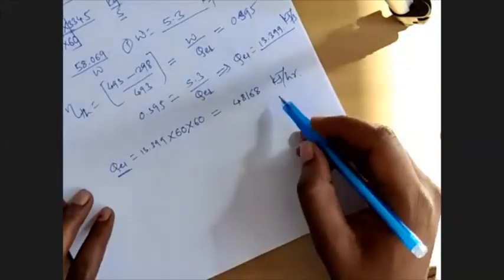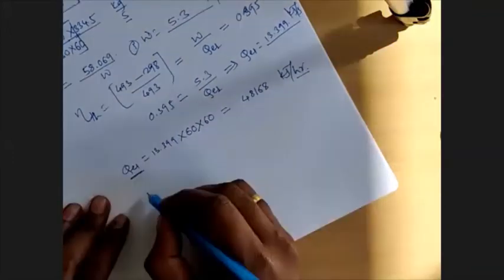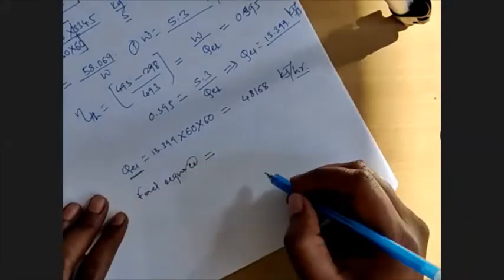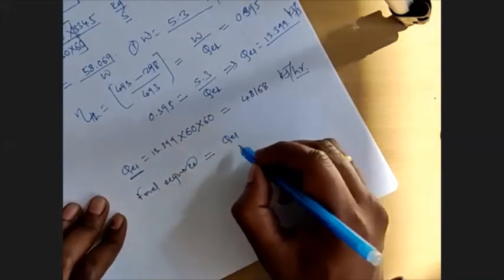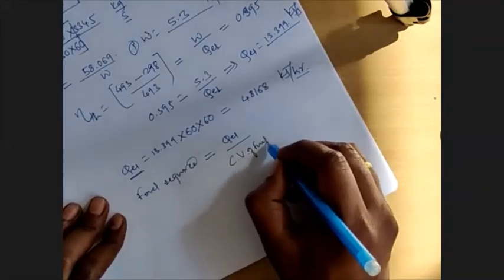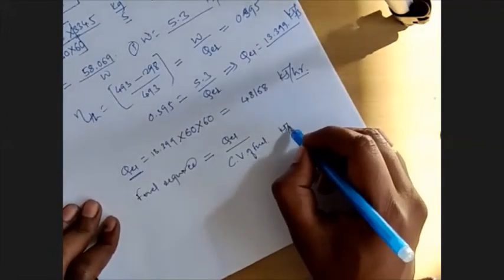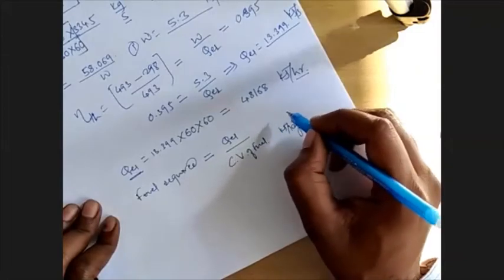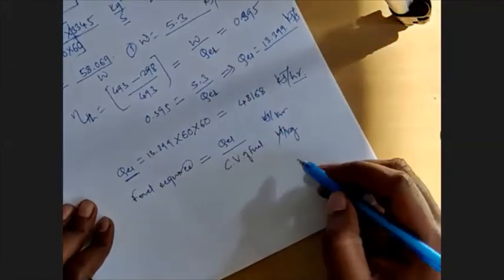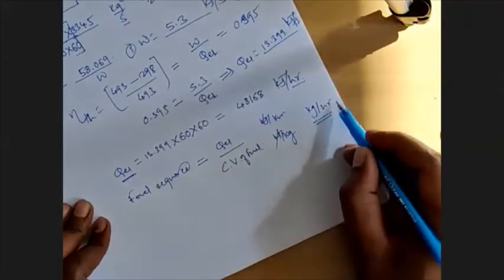And we know that what energy we need? 48168 kilojoules per hour. So fuel required is equal to QE1 divided by calorific value of fuel. Calorific value will be in terms of kilojoules per kg. This is in kilojoules per hour. So this kg will get cancelled and you will get kg per hour. That is amount of fuel burned per hour.